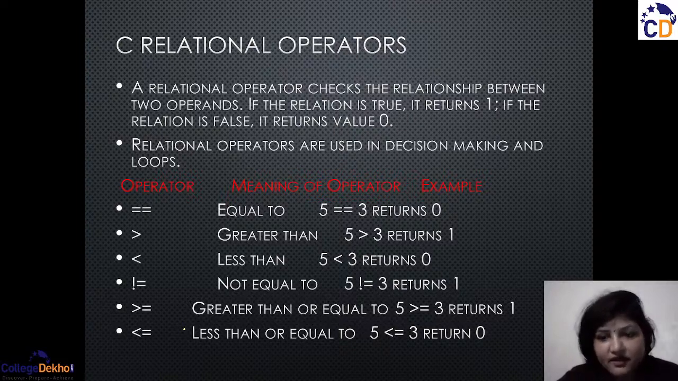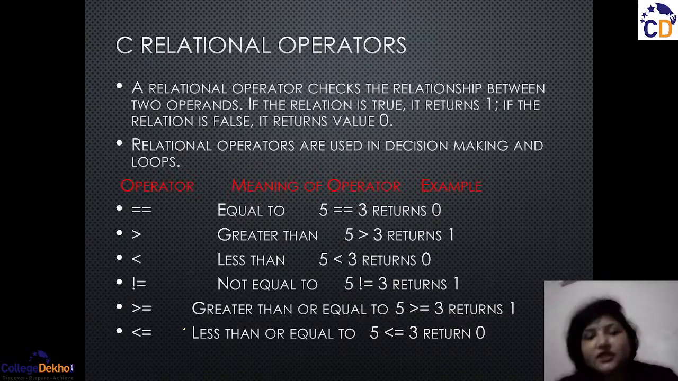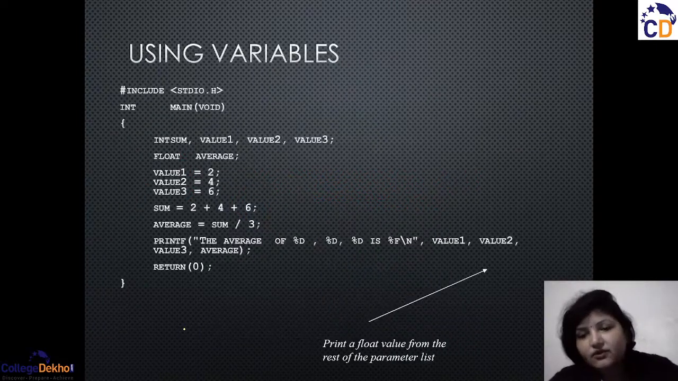5 is less than 3, it returns 0 because it is a false condition. 5 is not equal to 3. Yes, 5 is not equal to 3. This exclamation sign tells you not equal to. Then we have greater than equal to. Like the number 5 is greater than equal to 3, it returns yes. It may be two conditions at the same time, so if it satisfies one part, it is taken as 1. 5 is less than equal to 3? No, it gives you the false part.